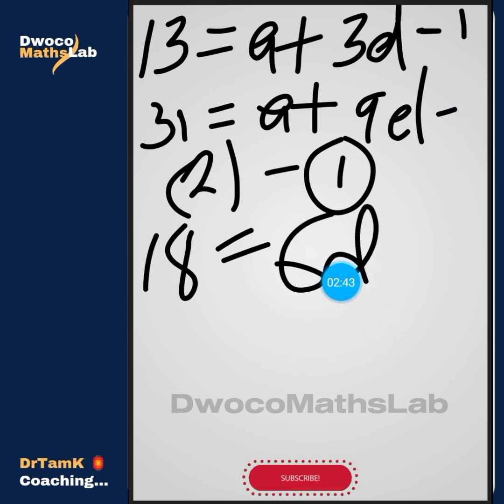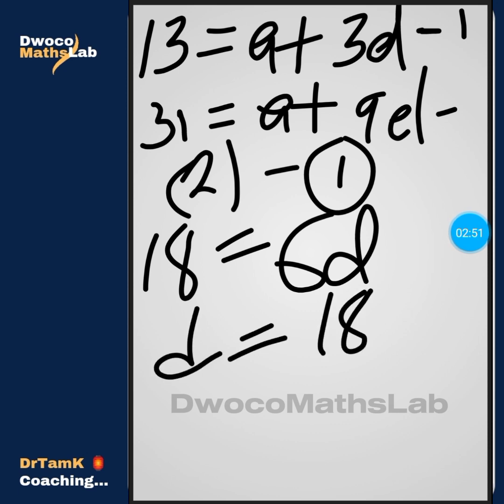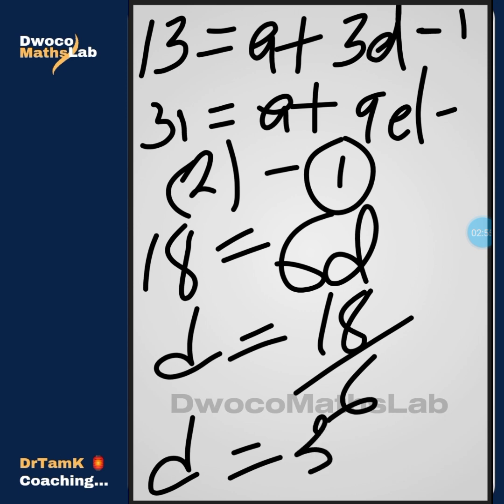Now, as usual, between 6 and d there is a multiplication, so your 6 is going to cross over, making d the subject of the formula. Your d will be equal to 18 divided by 6. Of course, your d will be equal to 3. Is that clear? So your common difference is 3. Exactly.